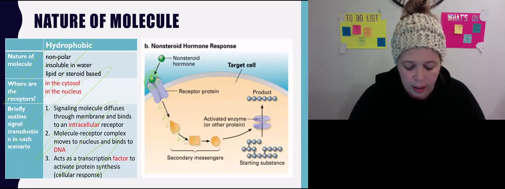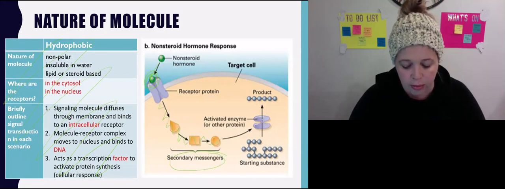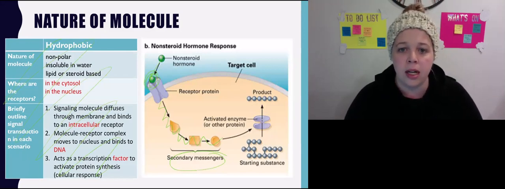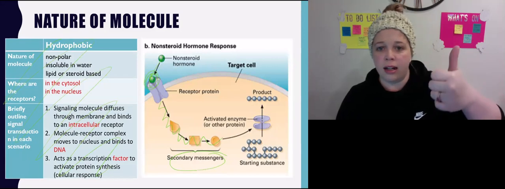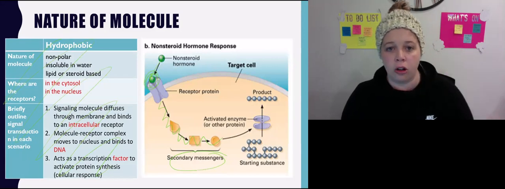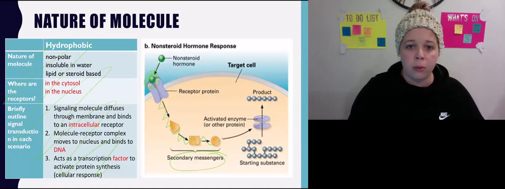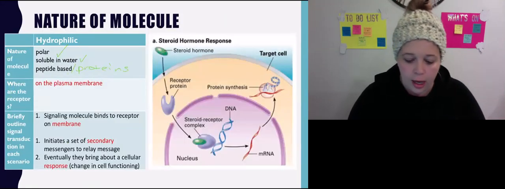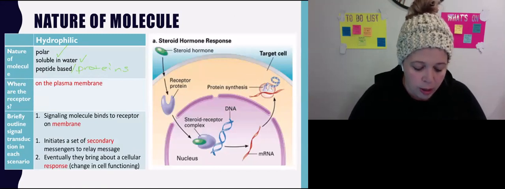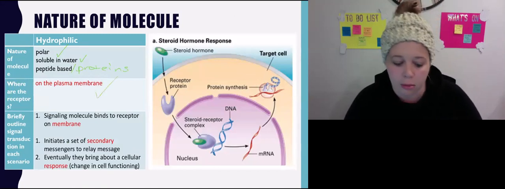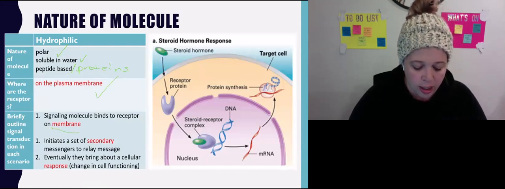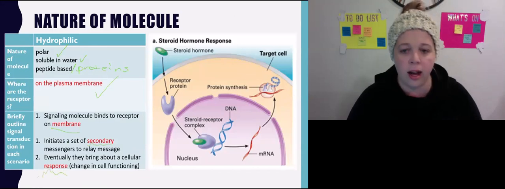It's then going to initiate a bunch of these things called secondary messengers, and they are going to create a cellular response. That could be starting protein synthesis, that could be starting transcription, that could be starting the export of a protein. And so that's where we come back to this one here. So we go signaling molecules. Where are they? They're going to bind on the plasma membrane. They're going to initiate this thing called secondary messengers and eventually bring about a response.